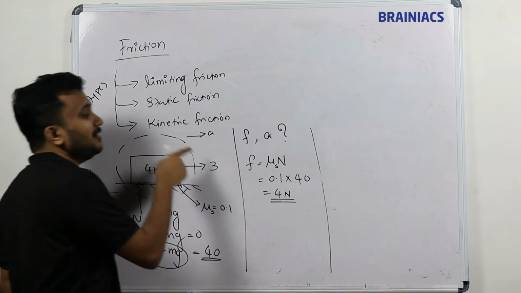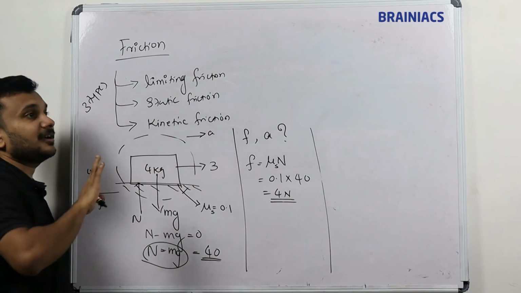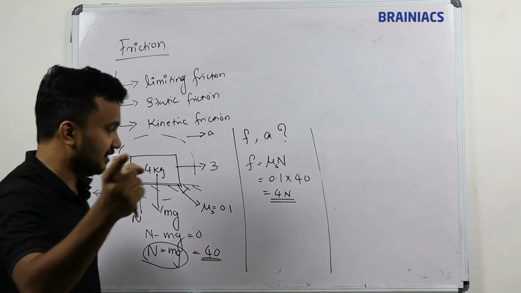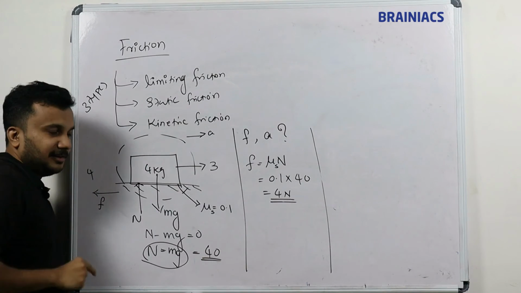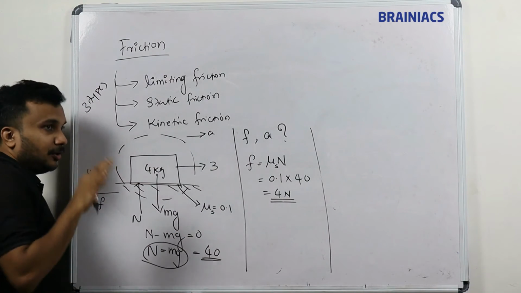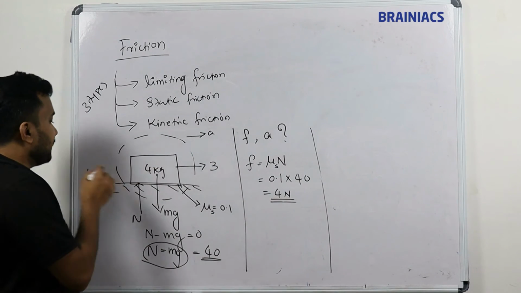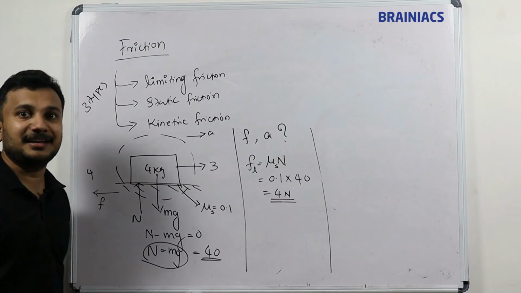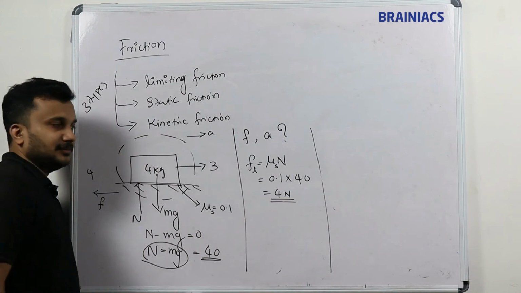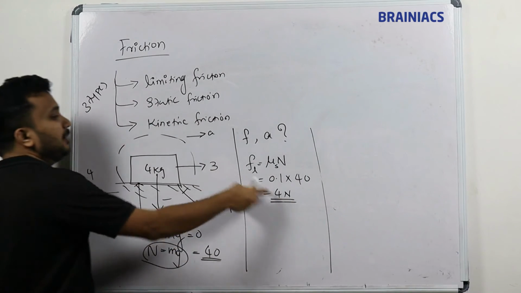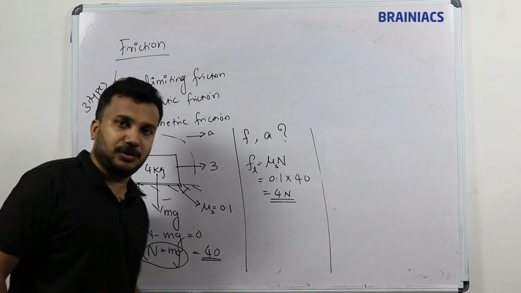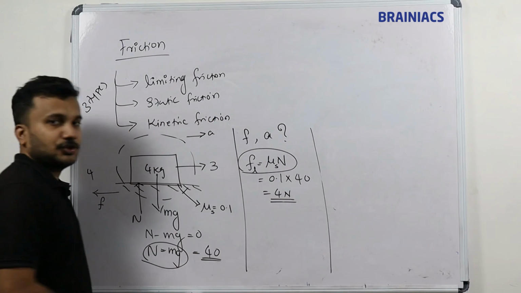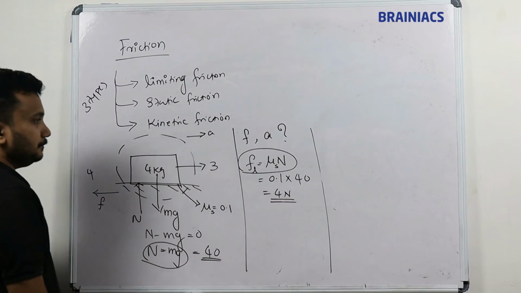4 Newton is greater than 3 Newton, so the block cannot move forward. Then you have a question, can the block move backward? You have that doubt. But here the block cannot move forward, which means this value of friction is called the limiting friction. Limiting, it is limiting the movement. So if you ask me what the value of limiting friction is here, I will say 4 Newton. So limiting friction is equal to mu s into N. This is an important formula.